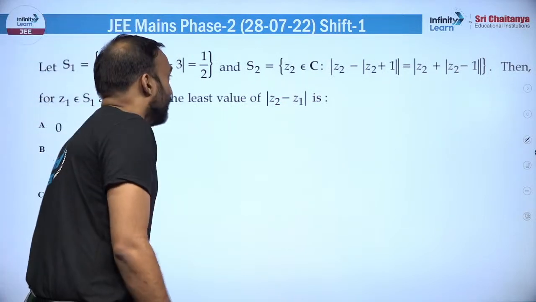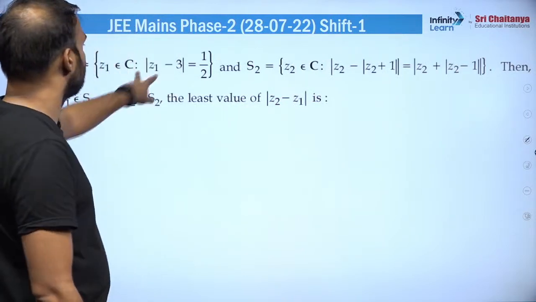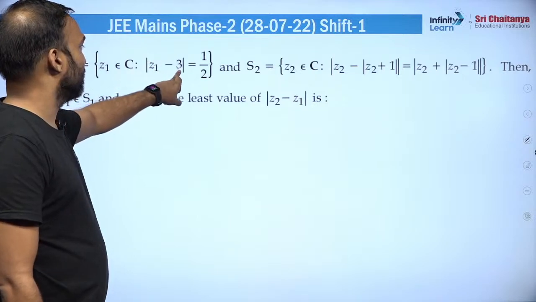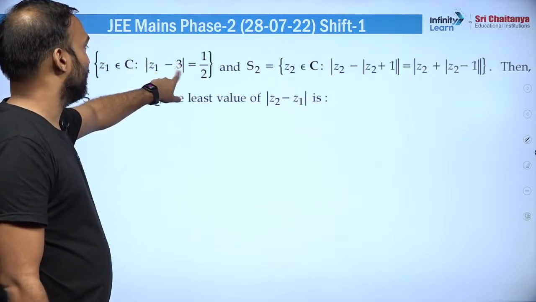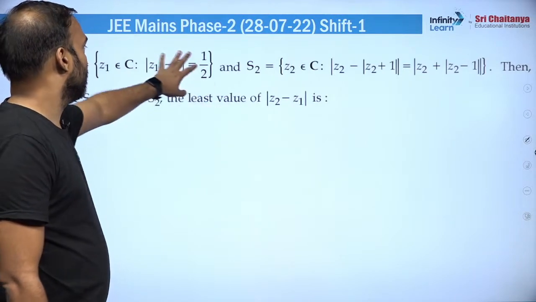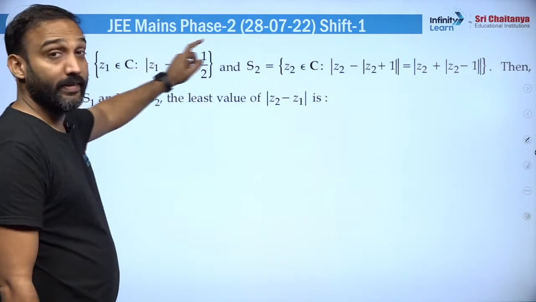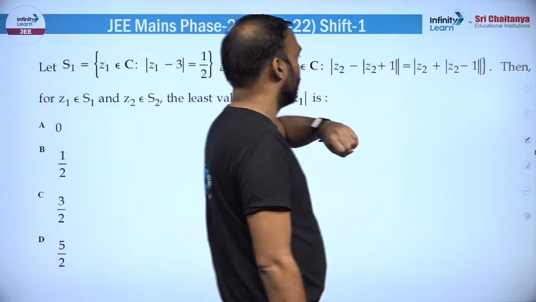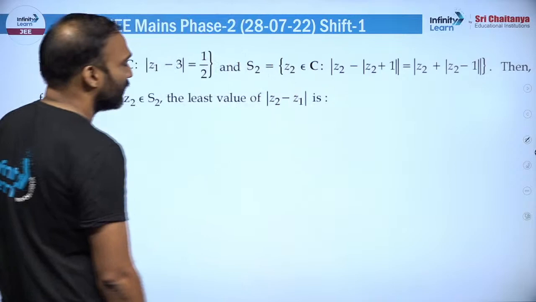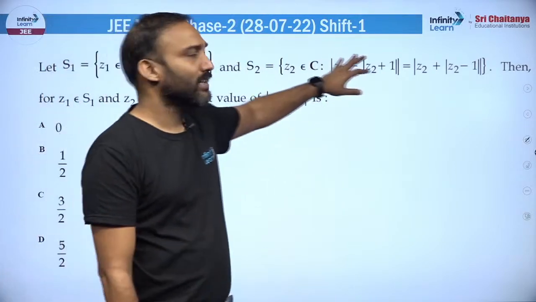Now the next question came from complex numbers. This is a circle, right? |Z1 minus 3| is equal to half. So the center is (3, 0) and the radius is 1 by 2. So this will be a circle and Z1 is a point that lies on the circle. Now what is this other curve? This curve is not the standard one, right? So for this, first we have to find out what this curve represents.